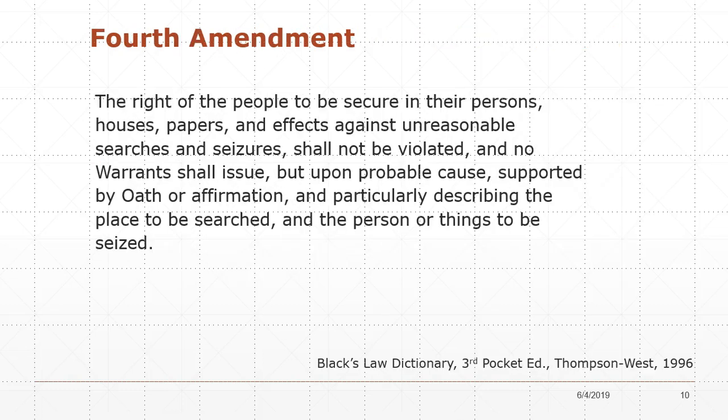So repeating the Fourth Amendment: the right of the people to be secure in their persons, houses, papers, and effects against unreasonable searches and seizures shall not be violated, and no warrant shall issue but upon probable cause, supported by oath or affirmation, and particularly describing the place to be searched and the person or things to be seized. Doesn't that echo the arguments that James Otis made in the Paxton case?